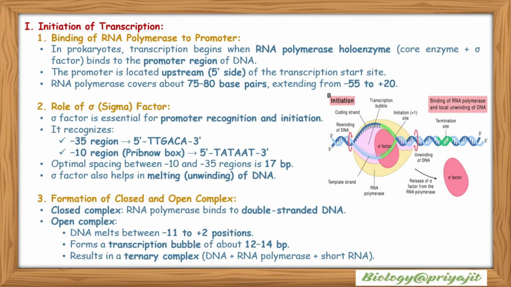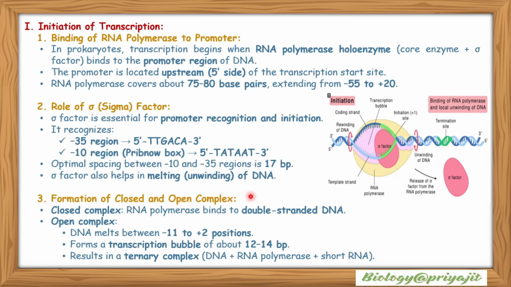So, role of the sigma factor. Sigma factor is essential for promoter recognition and initiation. It recognizes the -35 region, that is 5' TTGACA 3', and the -10 region, which is also known as the Pribnow box, that is 5' TATAAT 3'. The optimal spacing between the -10 and -35 regions is 17 base pairs, and the sigma factor also helps in the melting or unwinding process of DNA.